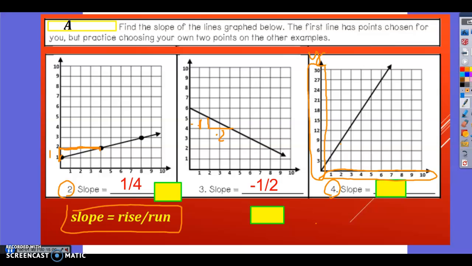So we get started the same way. We pick 2 points, any 2 points where you see your line is crossing the grid lines. And we're going to calculate the rise over run. So I'm going up 3, 6, 9, and then to the right 2. So my slope, therefore, is 9 over 2. So that's how you find the slope when you're looking at a graph.